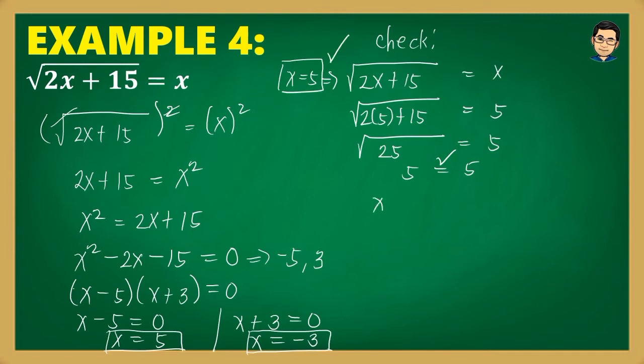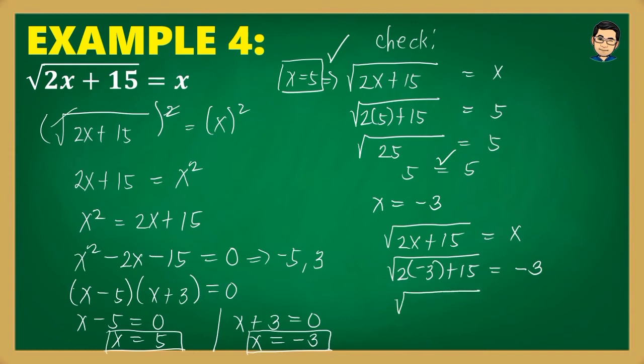What about x is equal to negative 3? So, the square root of 2x plus 15 equals x. The square root of 2 times negative 3 plus 15 is equal to negative 3. 2 times negative 3 is negative 6 plus 15 equals negative 3. And then negative 6 plus 15 is 9 equals negative 3. So, square root of 9, sulat natin dito, is 3. Is it equal to negative 3?